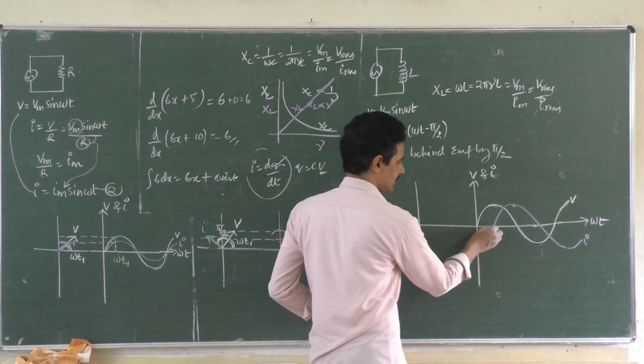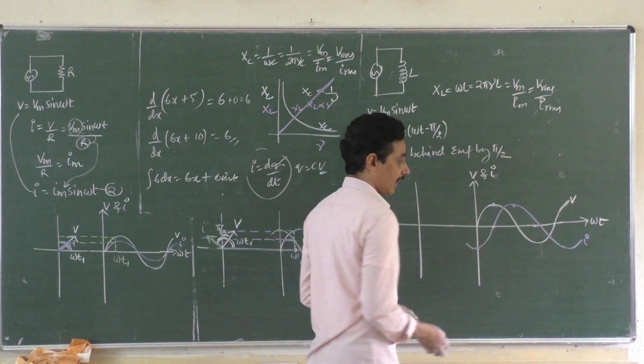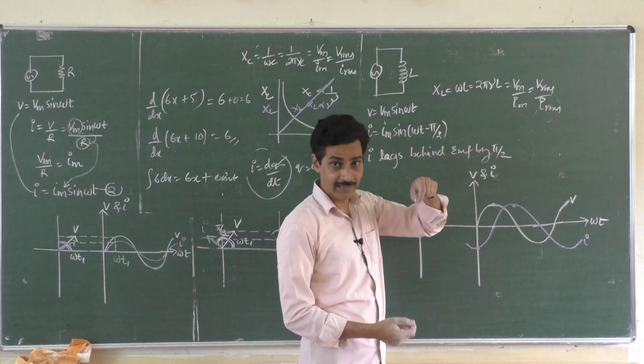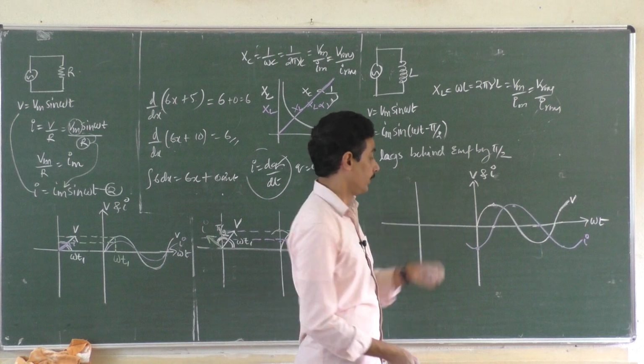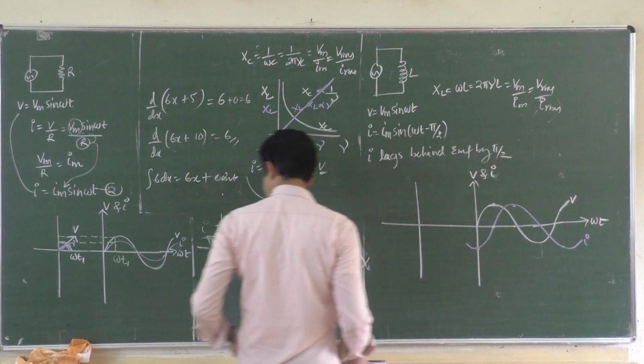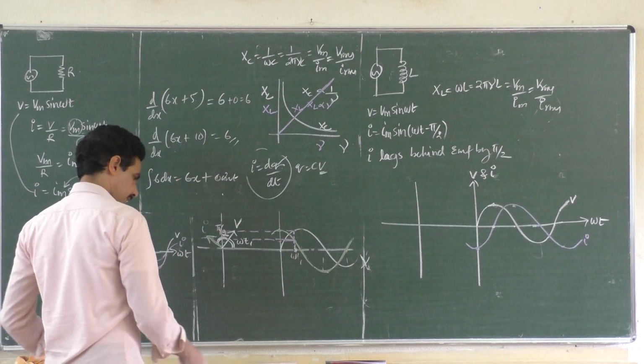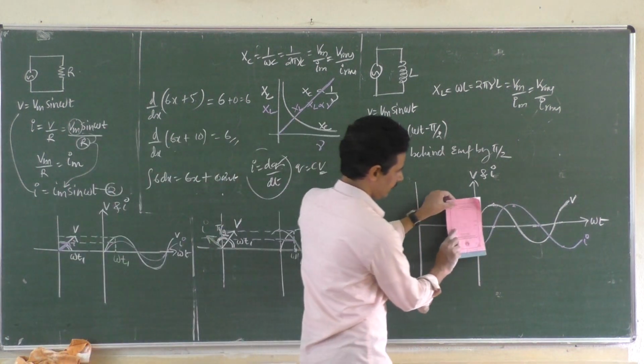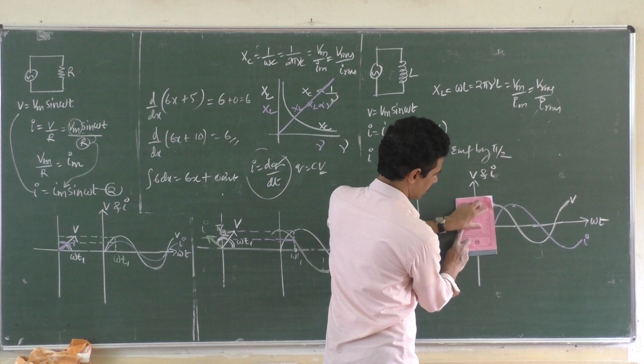See, when voltage is highest, current is 0. Current is coming, it has not reached maximum. When current reaches maximum, voltage reaches 0. So now you can see the same diagram here. If I close it here, you can understand, right?